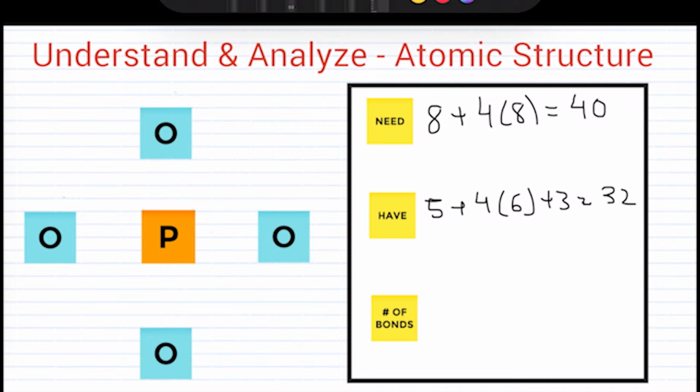Finally, to solve for the number of bonds, we take the difference between our need and have numbers, then divide by 2, due to each bond representing 2 electrons. This gives us a total of 4 bonds.